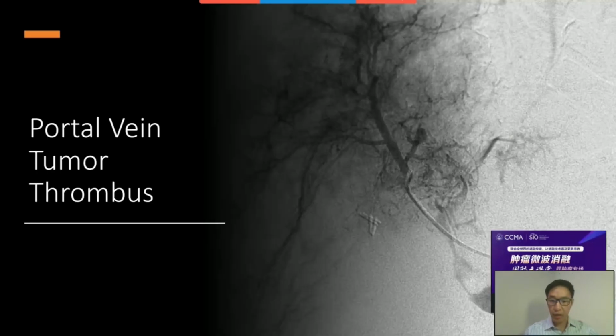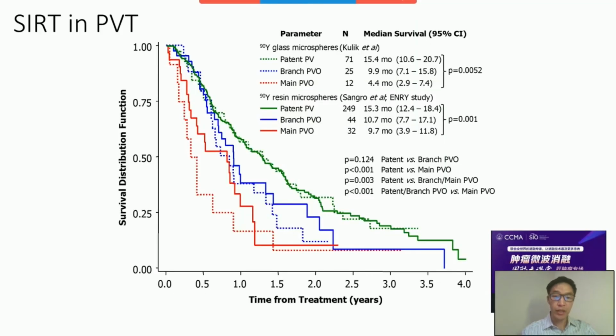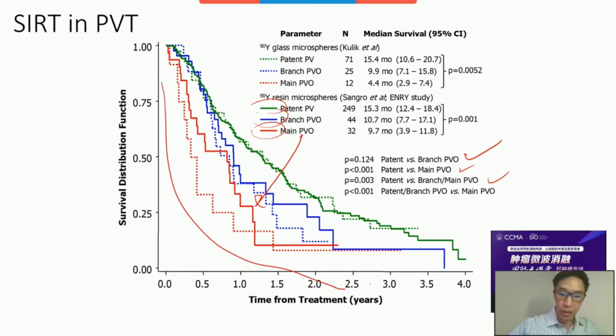So one particular area of large tumors that we found that this is very effective for is for portal vein tumor thrombus involvement. If we take a look at the previous literature, we can see that with patients with patent versus branch versus main or main branch, which you can see here delineated as green, blue, and red, those patients with main portal vein occlusion have a lower survival as compared to those with patency of the portal vein.